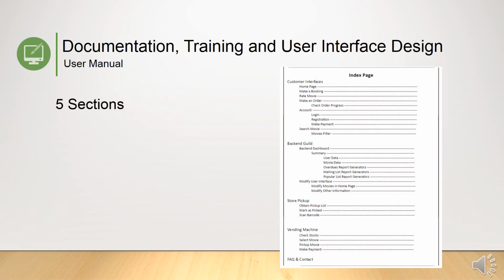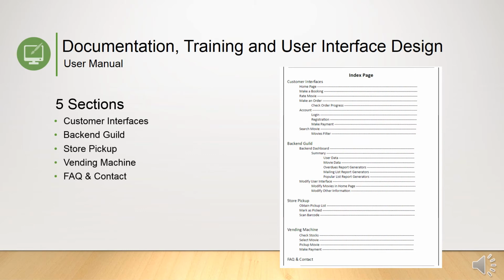There are 5 parts in the user menu. It includes customer interface, backend guide, store pickup, vending machine, FAQ, and contact. I'm now going to show 2 interface examples from customer interface and backend guide.